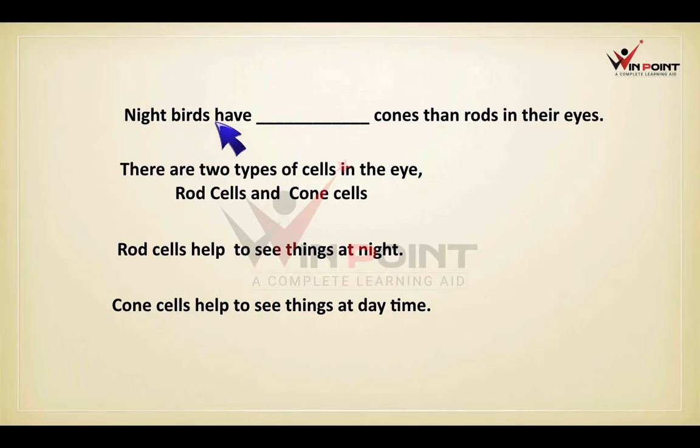Night birds need to see everything at night, right? The cone cells will be less because cone cells help to see things at daytime. Rod cells help to see things at night time. Night birds need to have more rod cells and fewer cone cells. So the answer is less.